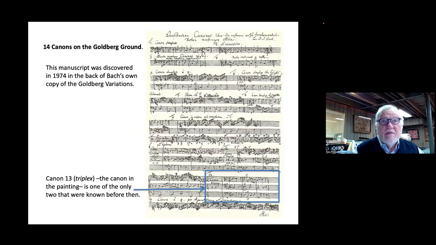So this is the manuscript. It has kind of an interesting history itself. It was only discovered in 1974 in the Bibliothèque Nationale in Paris. It was in the back of Bach's own printed copy of the Goldberg Variations. So in the back, he'd written these canons. And before I go on to the next slide, in the blue box, you see this canon 13. That's the one he's holding in the painting.